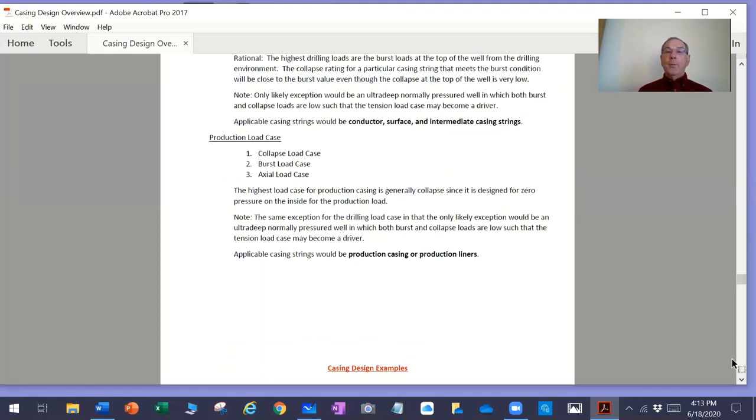Hope you have found this very helpful in understanding casing design criteria and the general order in which we do casing design work. In the next video, we will go over some casing design examples using the criteria, and I highly recommend that you print out the notes and follow along on them, so it's easier to visualize the process when we do casing design examples.